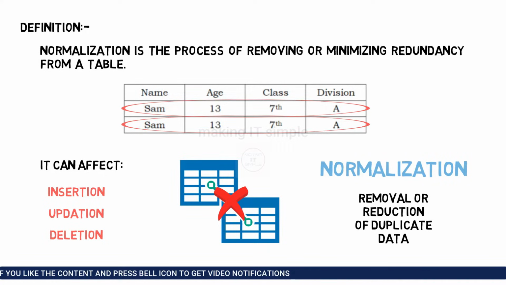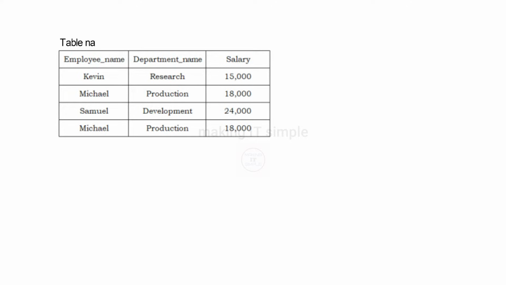Let's try to understand redundancy in a database with an example. So let us understand about redundancy and its consequences. Consider the following example. In this particular employee table we have columns like employee name, department name and salary. When you look closely you will see that the second and fourth rows of the table are identical. There can be two Michaels working in the production department, both having 18,000 salary.